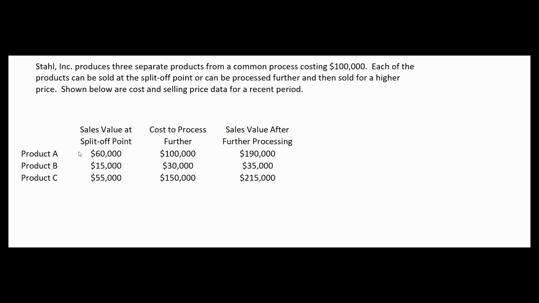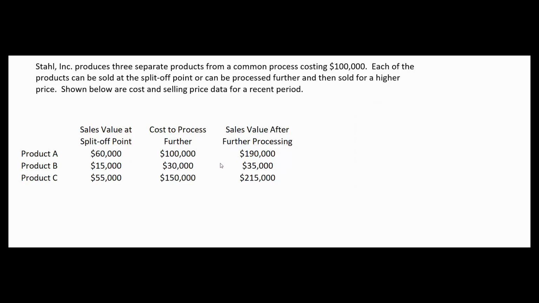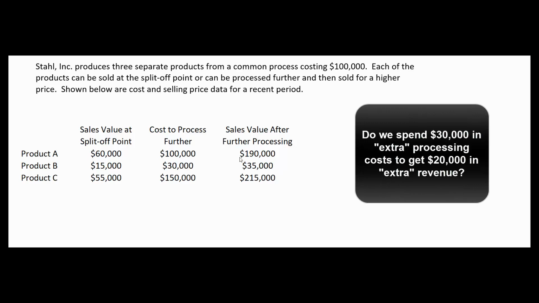So, product A, we could sell it now for $60,000, or we could spend $100,000, and if we do, we'd get an extra $130,000. Because the sales price after further processing would be $190,000. If we just sold now, it would be $60,000. So do we spend $100,000 to get $130,000? Yes. Product B, if we spend $30,000 to process it further, we can sell it for $35,000. Well, right now we could sell it for $15,000. So the incremental revenue, the extra sales dollars we would get, would just be the $35,000 minus the $15,000, or $20,000. Do we spend $30,000 to get $20,000? And the answer is no.